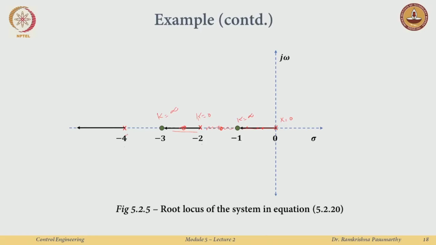Okay. Now, what about this guy? Can this guy move towards the right? Well, just see what happens in this region. I have 1, 2, 3 and 4 as the total number of poles and zeros, which is an even number, and that is not allowed. So, this entire region is also out of the picture.